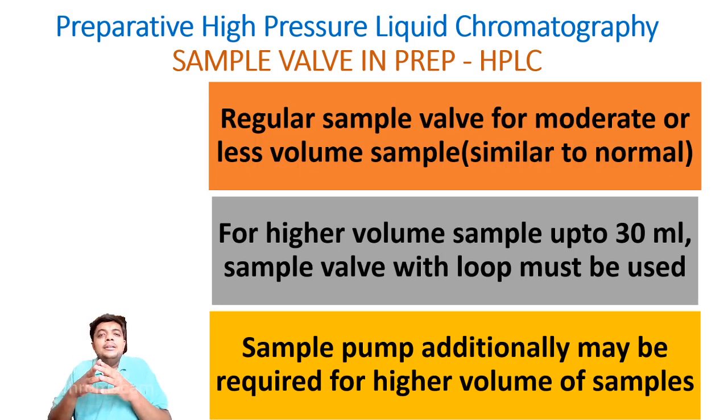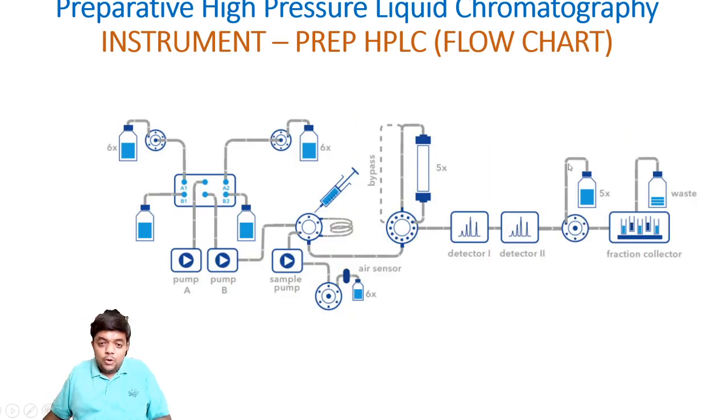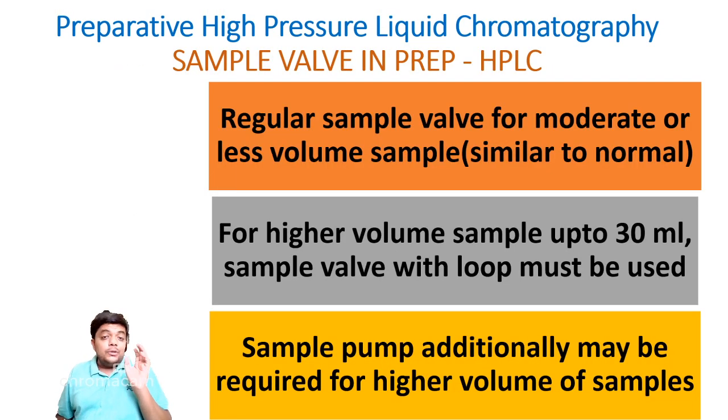Moving a step ahead, sample valve in prep HPLC is very important. You can use a regular sample valve for moderate or less volume samples, but for a higher volume sample up to 30 ml, a sample valve with a loop must be used. Now, what is this loop? Over here in this picture, you can see this is your sample valve, that is sample injector. But this particular gray colored part where you can see coil-like things, these are the stainless steel tubules that can also be called loop, which have the capacity of 30 ml storage of your sample. And they are generally used in prep HPLC.